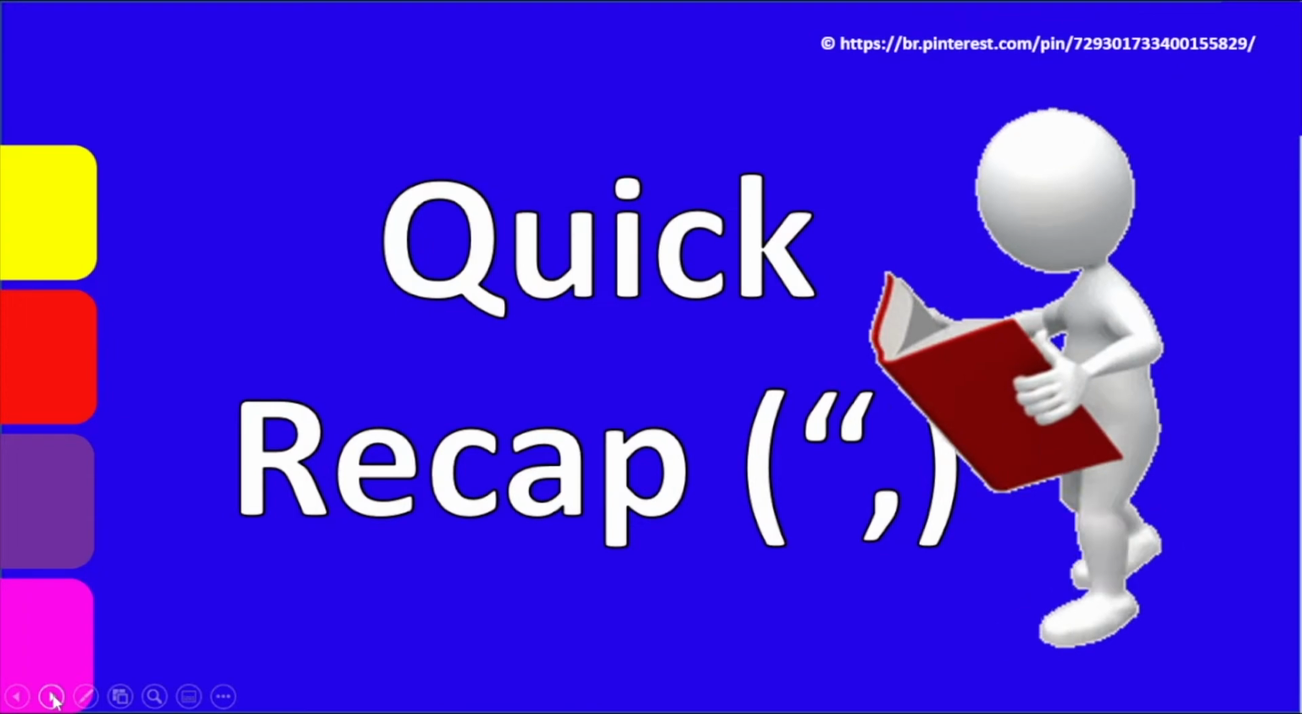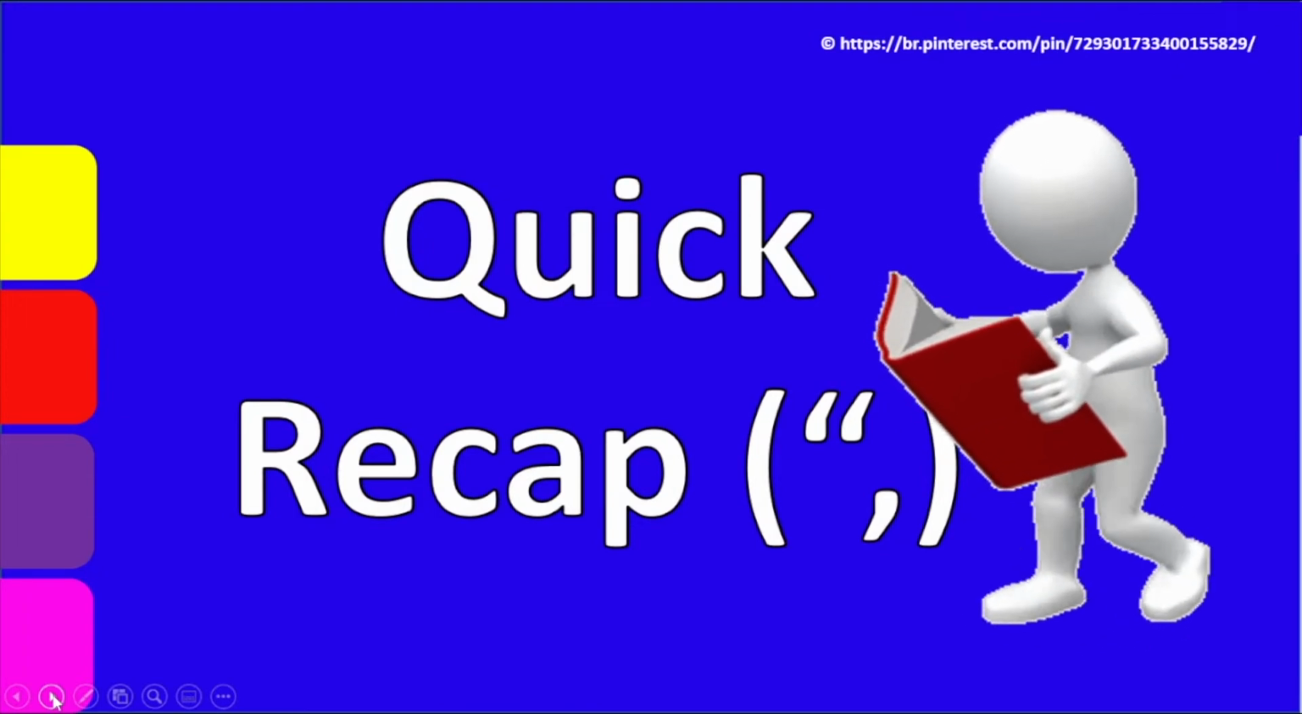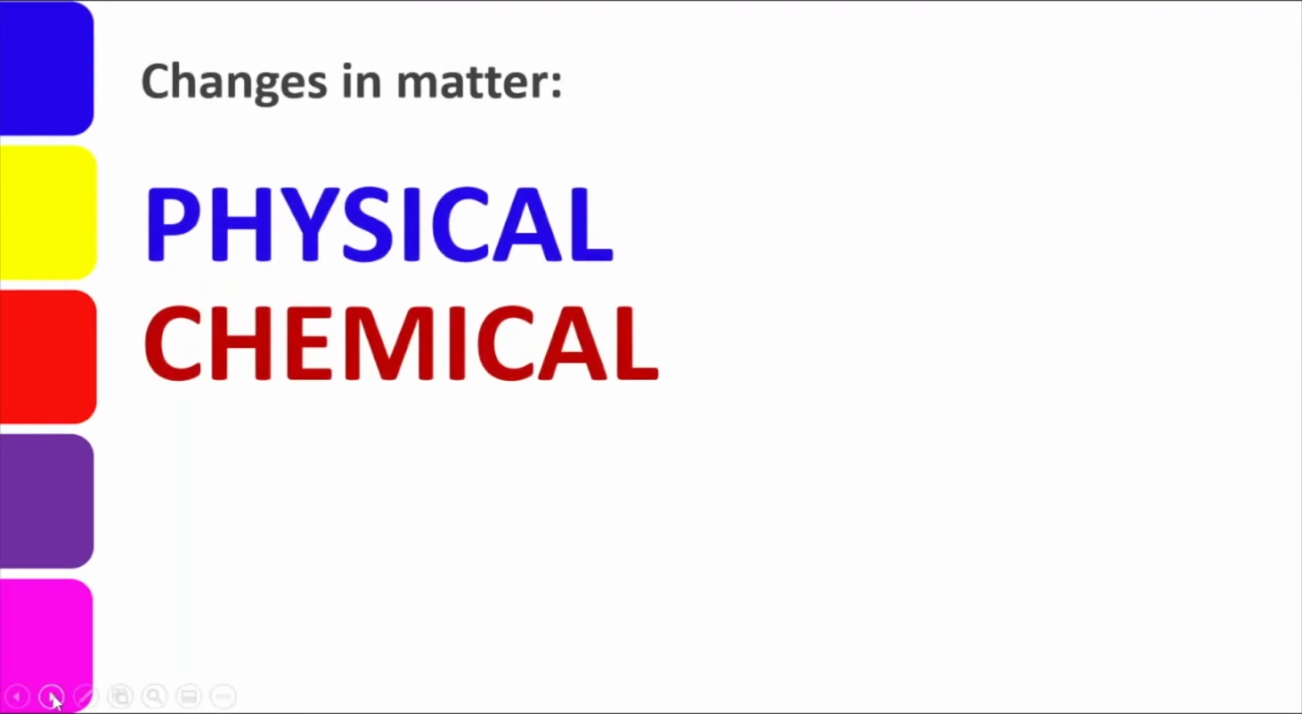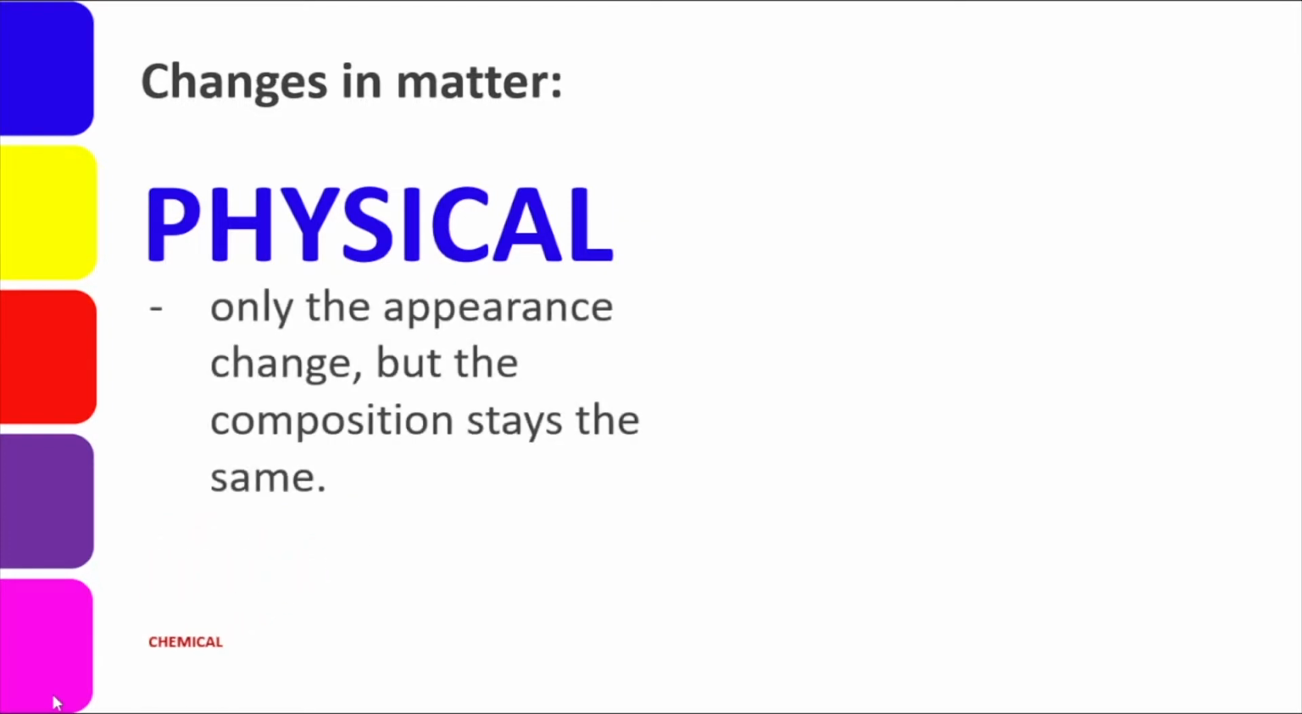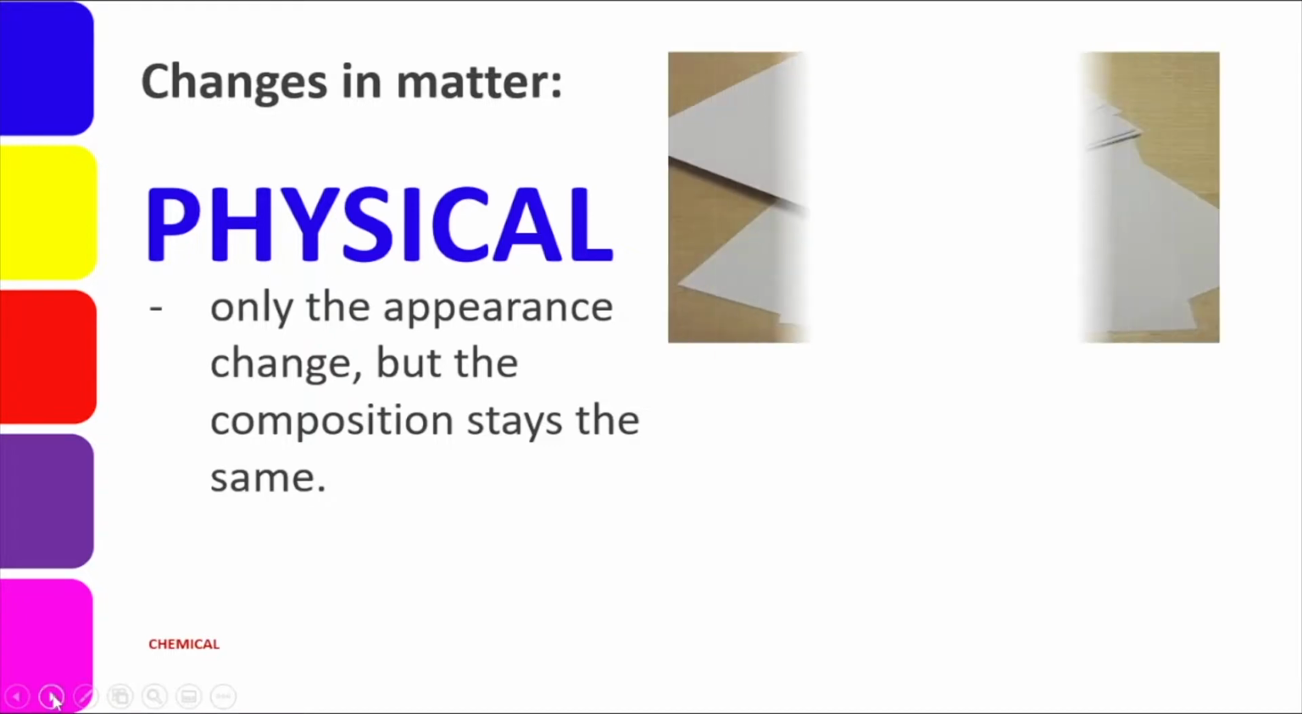So before we proceed, let's do a quick recap or pagre-review ng mga nakaraang related topics. Changes in matter. There are basically two types of changes when it comes to matter. One is the physical change and the other one is chemical change. Para sa physical change, only the appearance changes, or yung itsura lang niya or yung anyo niya, but the composition stays the same or siya pa rin yun. Pwede pa rin siyang ibalik sa dati.